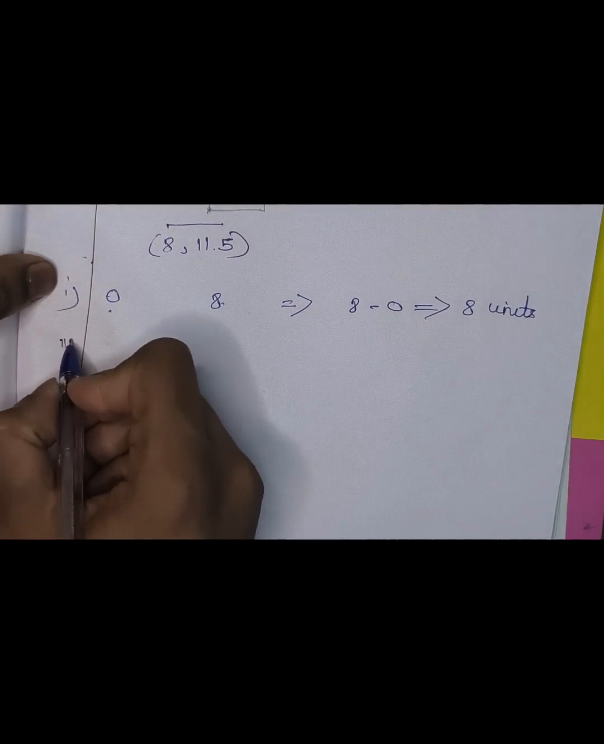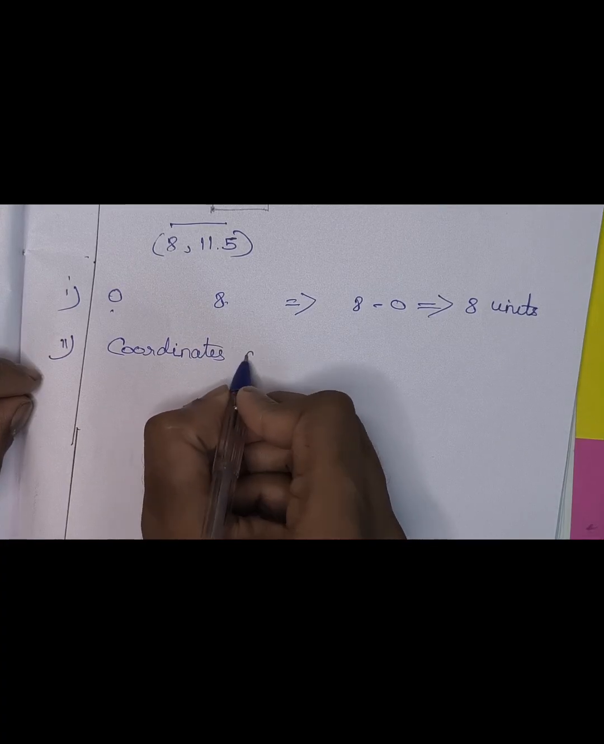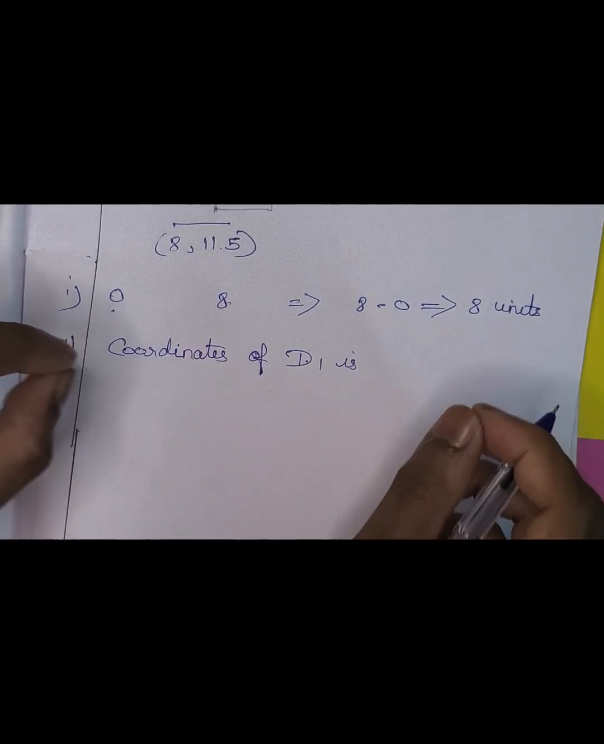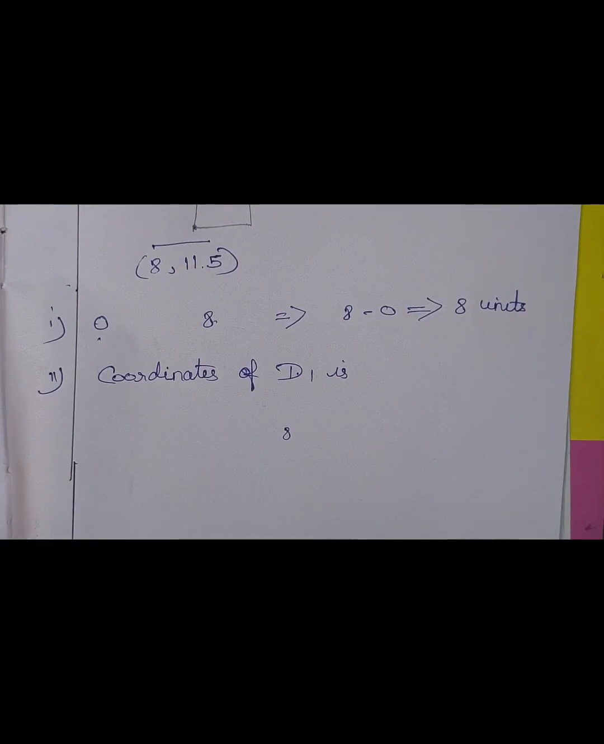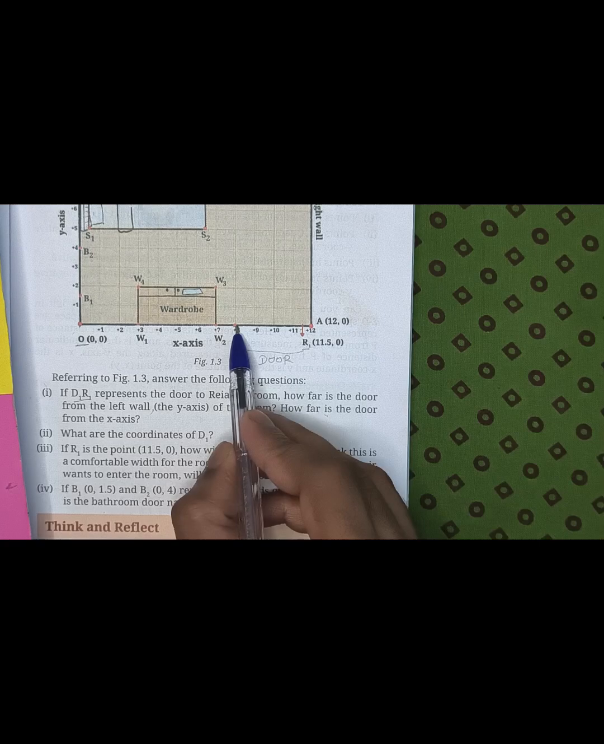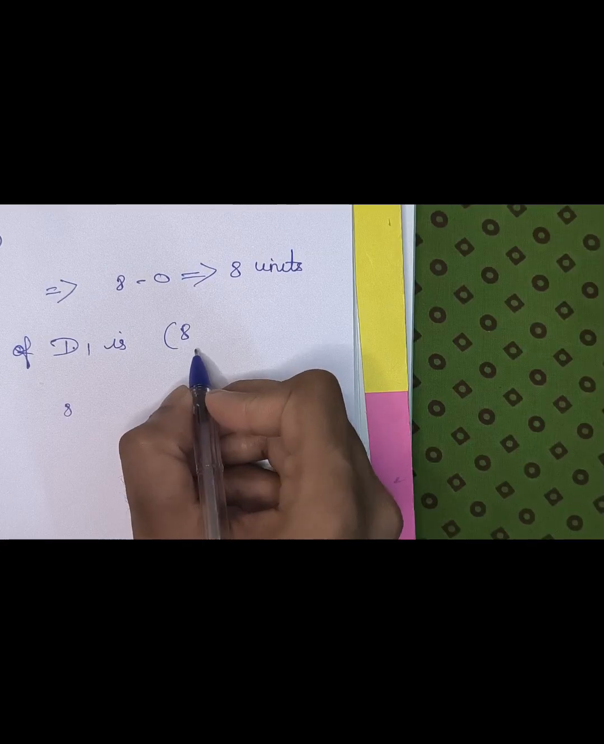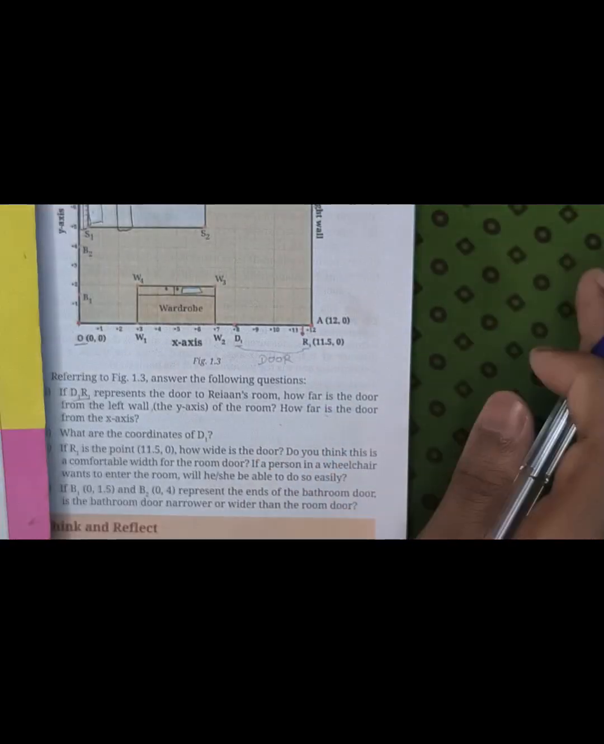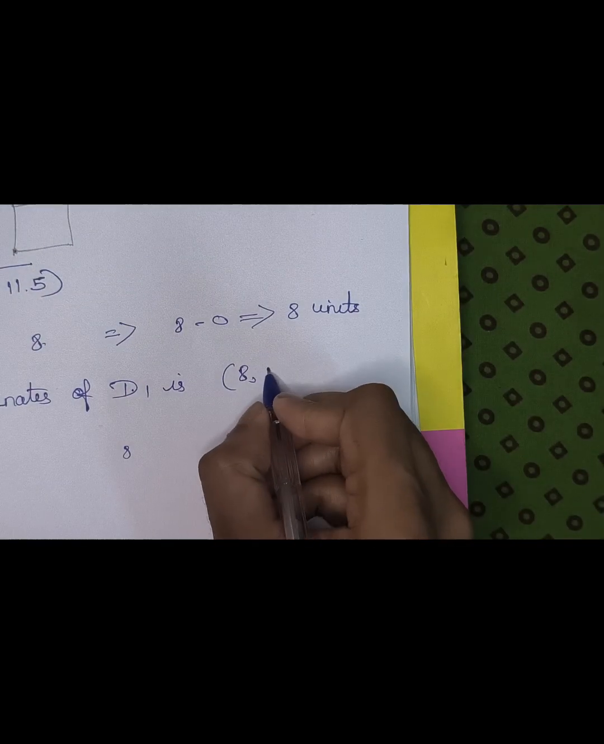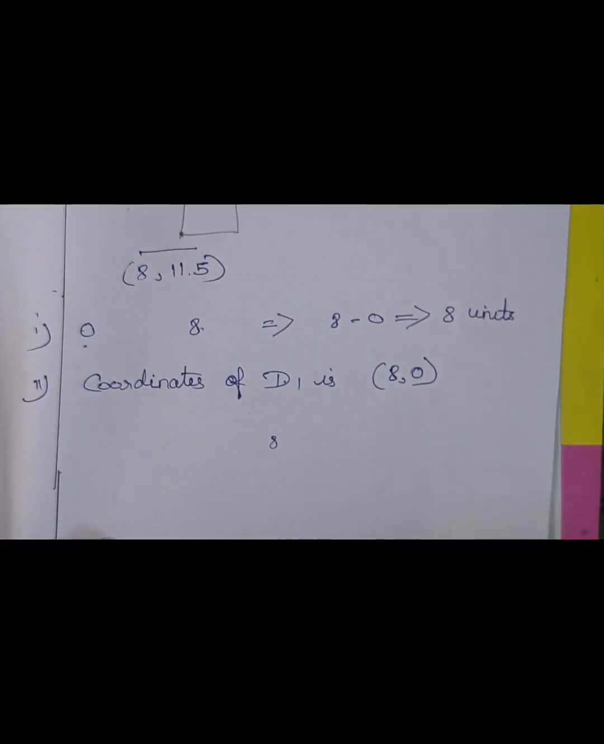This is the first one. You want to write fully, friends. Coordinate of D1 is, you should not write simply as 8 because they are asking for the coordinate point. In a graph we have 2 values, one from the x-axis and one from the y-axis. See here, the D1 point is placed on the x-axis, so you put 8 for x, and if a point lies on this line, the opposite axis value will always be 0 only, friends. So the y-axis value will be 0. Coordinates of D1 is 8 comma 0.